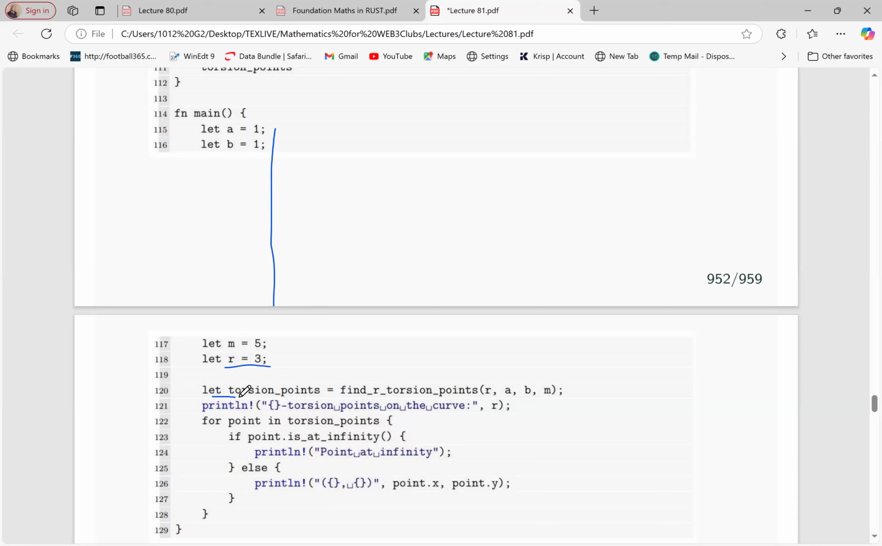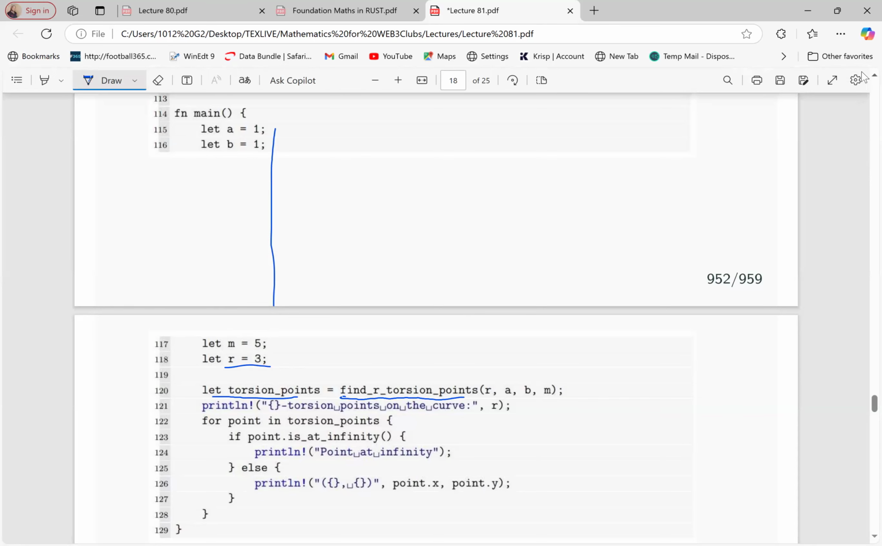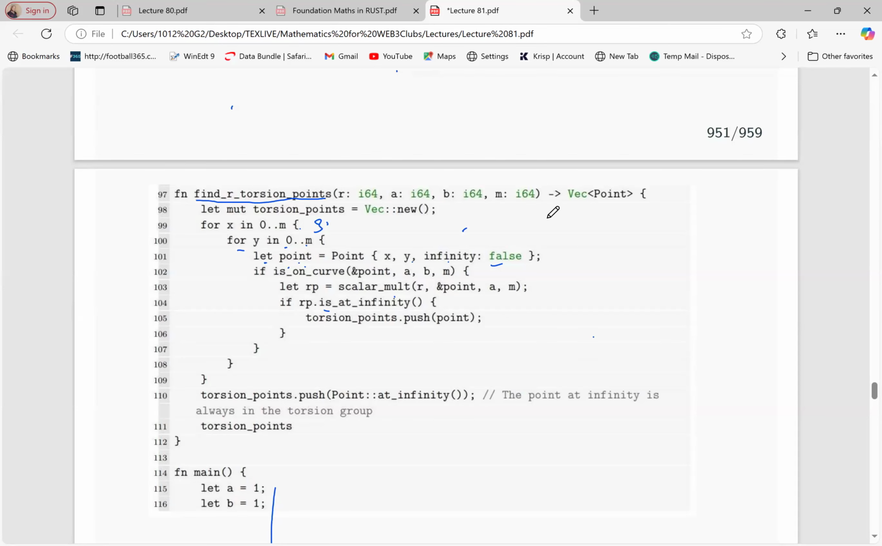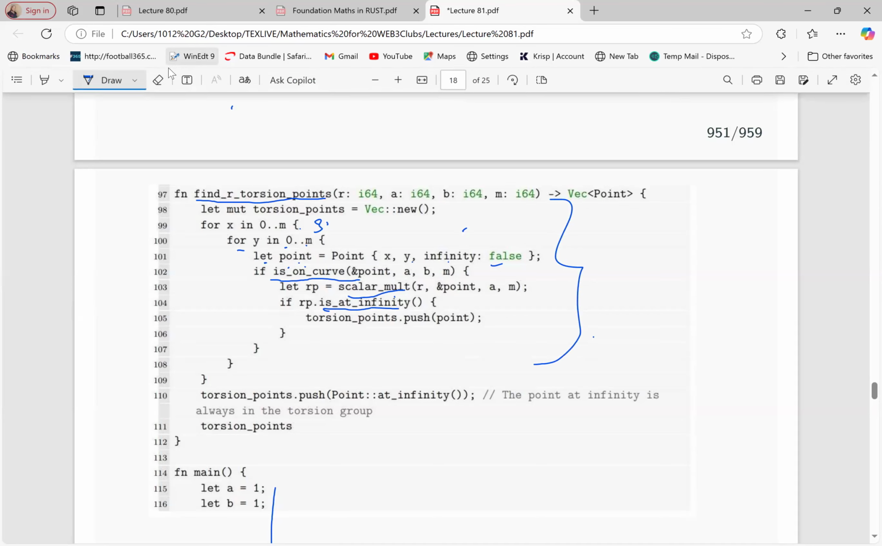So we wanted it to give us torsion points, but it cannot do that without the help of find R torsion points. Find R torsion points is this function here, and it has been told how to find the torsion points. It knows that at some point it should call on this function, at another point call on this function, and at another point call on this function before it comes up with the torsion points. Those functions also know how to perform their role. They have already been told how to do that.